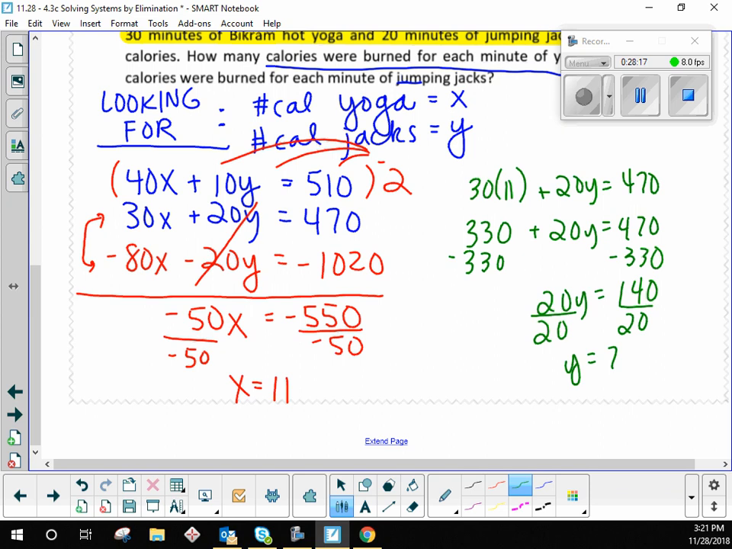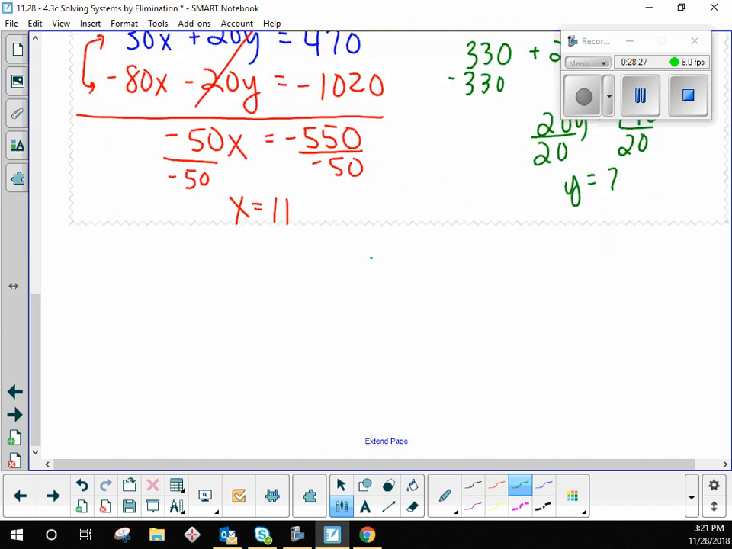Now, why am I not going to write this as parenthesis 11, comma 7 parenthesis? It's a real world problem, and a word problem gets a word answer. So some kind of real quick sentence, you could say, Mark burned 11 calories per minute. That was for yoga, right?